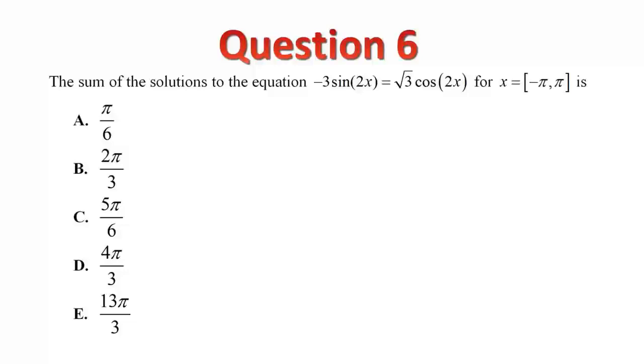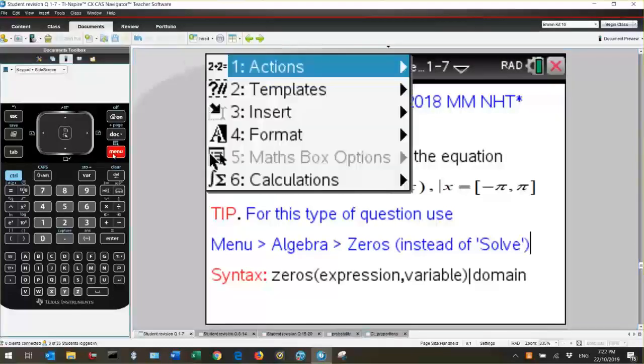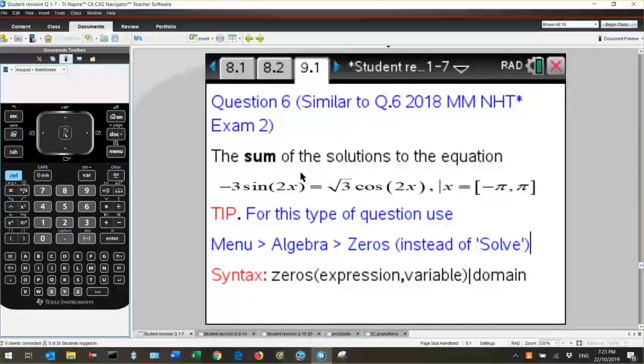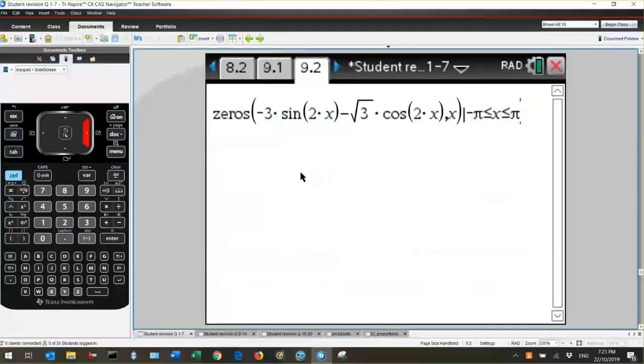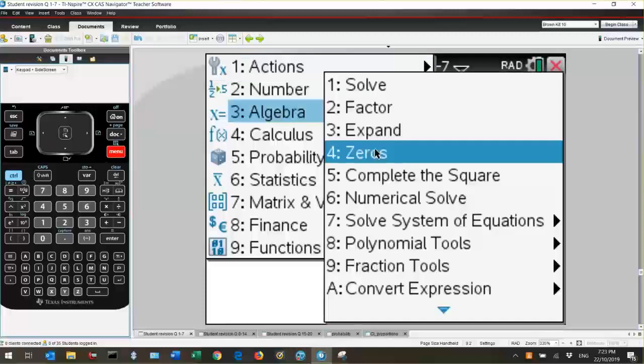Now, with these questions, when you want the sum of solutions, you can use, instead of the solve command, the zeros command. The zeros command is under algebra, and you see zeros. Now, zeros works a bit like solve, except that instead of having one equation equals the other, you have an expression equal to 0. So I have this first bit minus the next bit, which will equal 0.